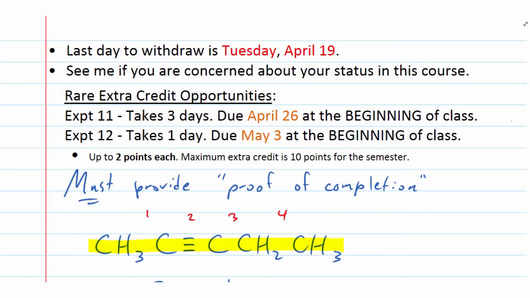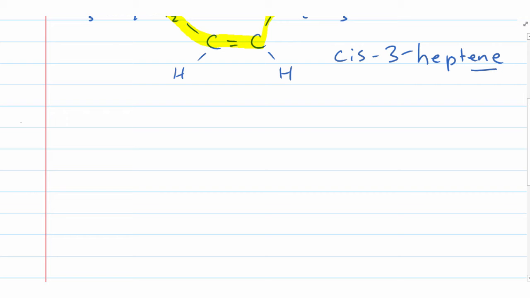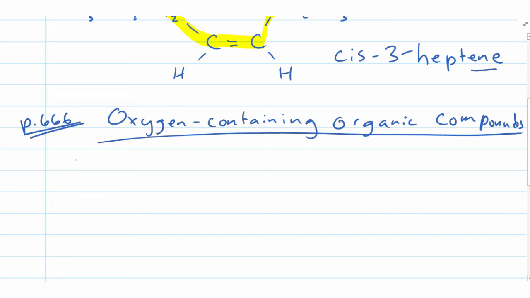We're going to wrap up our study of organic chemistry by looking at oxygen-containing organic compounds. There's a summary of this on page 666. These are the ones that you will be responsible for in this class. They are alcohols. Alcohols have a general formula of ROH. We'll talk about what these stand for in just a bit.